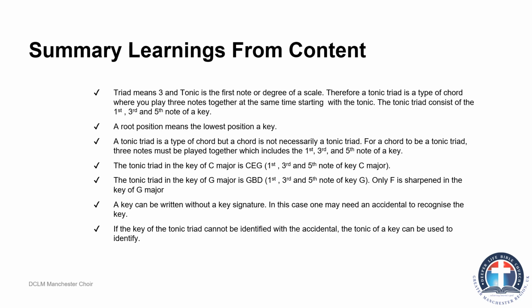The tonic triad in the key of C major, we already know the notes included are C, E, and G, which are the first, third, and fifth. For G major, G, B, and D, which are also the first, third, and fifth notes. Have it at the back of your mind that a key can be written without key signature. What do you do in this case? Use your accidental to recognize the key. And if the notes that are sharpened are not included in the tonic triad, then you use what? Tonic. You use your tonic to identify it.